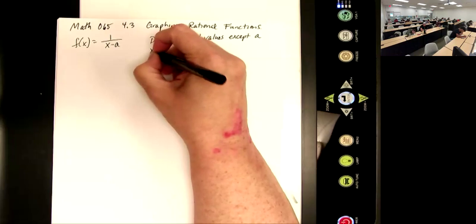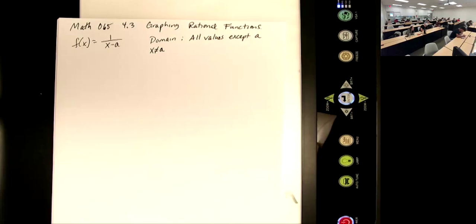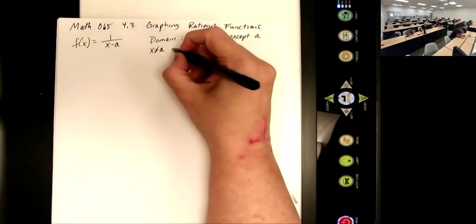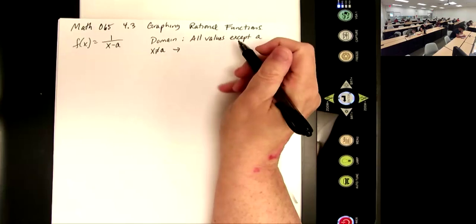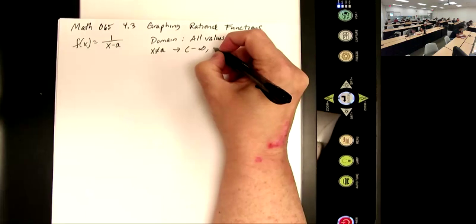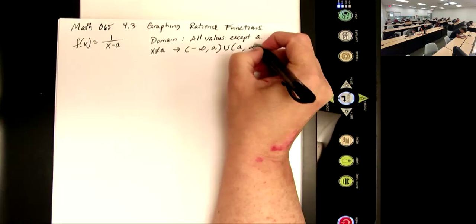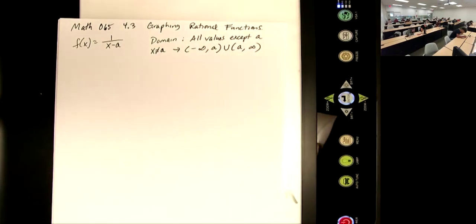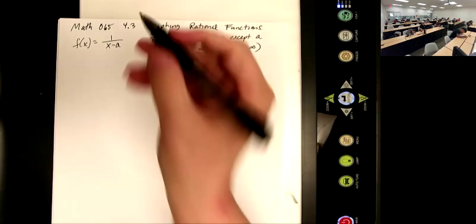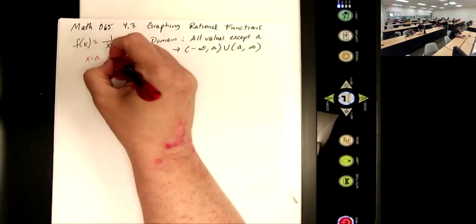Couple ways of writing that. x does not equal a is probably the simplest and most concise way of showing it. But if you're working with a teacher that's very picky on notation, this is negative infinity up to a, in union with a to infinity. That's another way of showing it, that's interval notation. x equals a is a vertical asymptote.